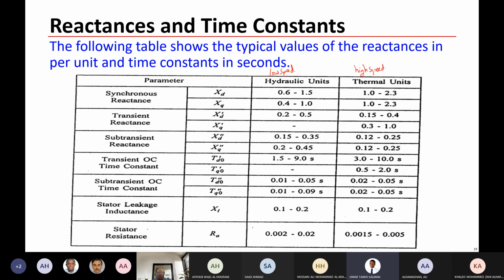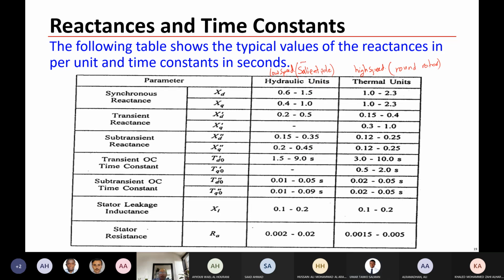Because of the speed in the hydraulic system, the type of generator used there is different, while in high speed thermal system, you can have the other type of generator. I forgot the name of this generator. You mean this is salient pole? Yes. And this is round rotor? Yes. You are right. This is the salient pole generators.